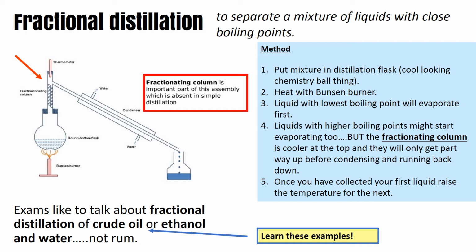And as it gets cooler, they might actually start to condense in the fractionating column and drip back down into the solution. So the fractionating column sort of slows down each liquid evaporating up and condensing through. And that gives us a chance to separate all the liquids out and collect them in different pots.